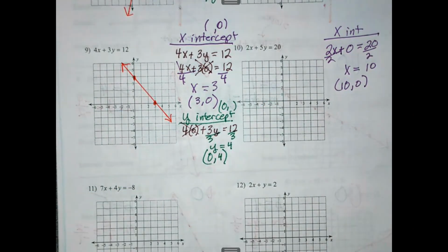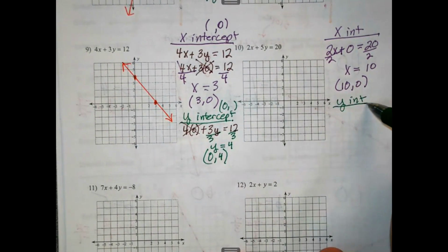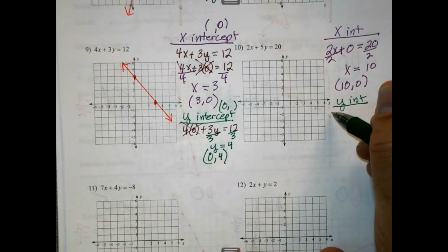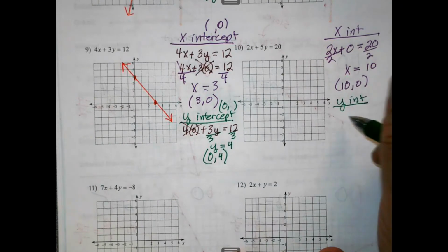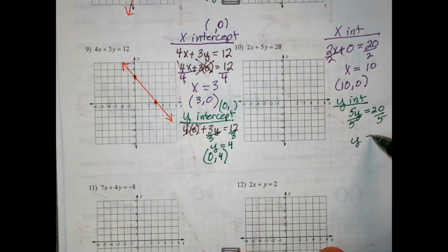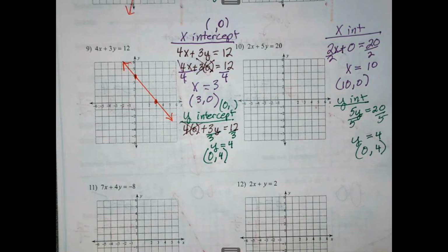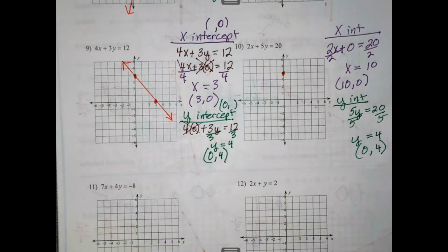I'm going to do my y-intercept. Set my x equal to 0. So I got 2 times 0, so that's 0. I get 5y equal 20. Divide by 5. So I get y equal 4. So I get 0, 4 for my other ordered pair. So I got 0, 4 and 10, 0.